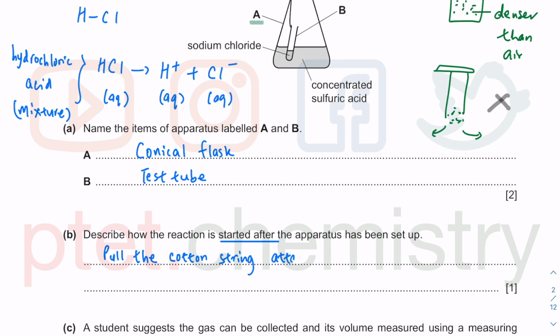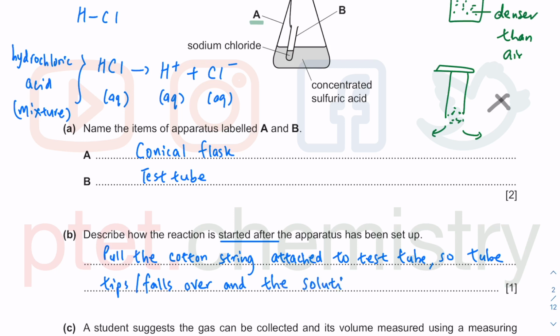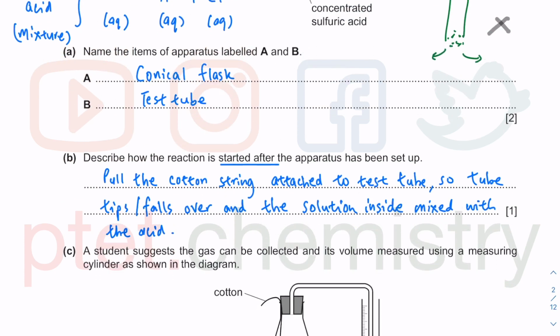Attached to the test tube. Then the test tube will tip over. And when the test tube tips or falls over, the solution inside would mix with the sulfuric acid, or mix with the acid, and therefore kick-start your reaction there.